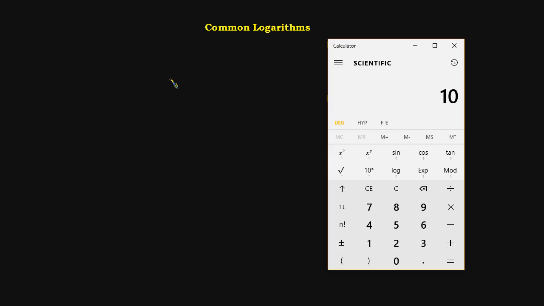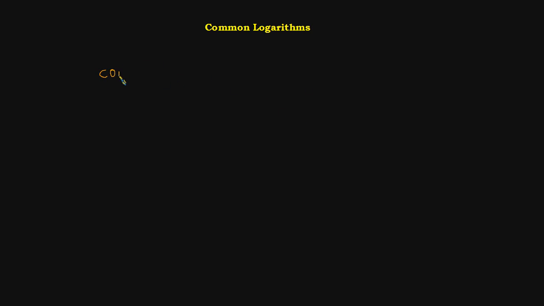Let's put the calculator away for a minute. Common log, I'm just going to abbreviate, but you can write it out if you need to make sure you remember this. Common log simply means that we have a log with base 10. That's it. That's all that common log means. Common log means log base 10.